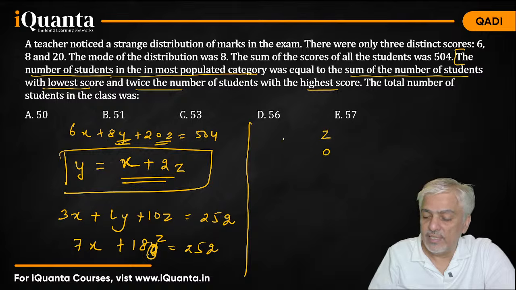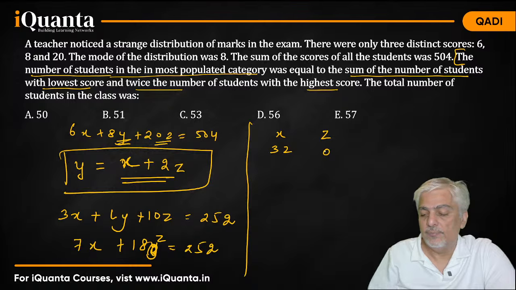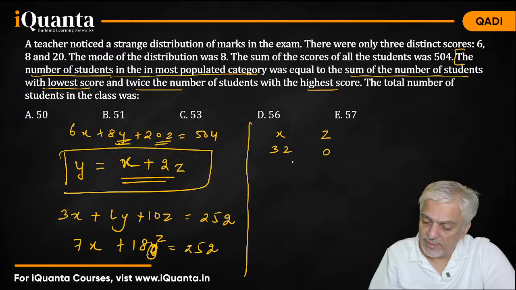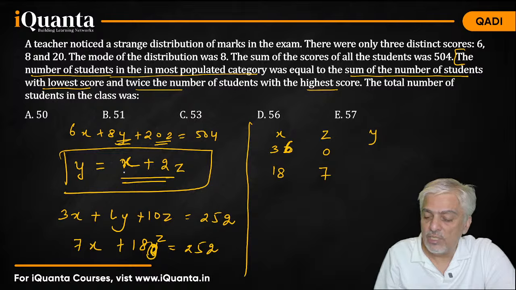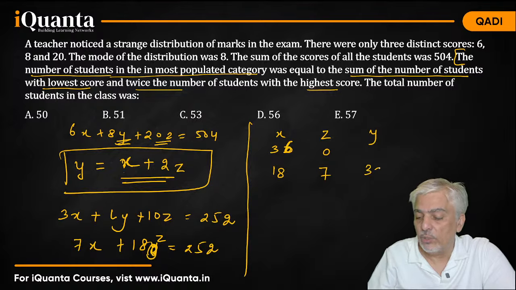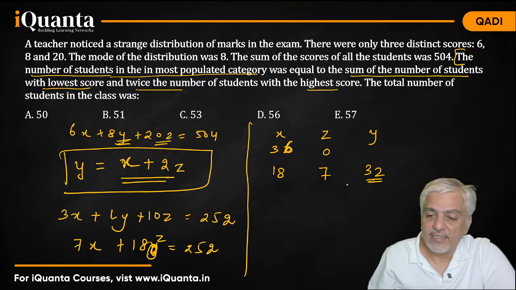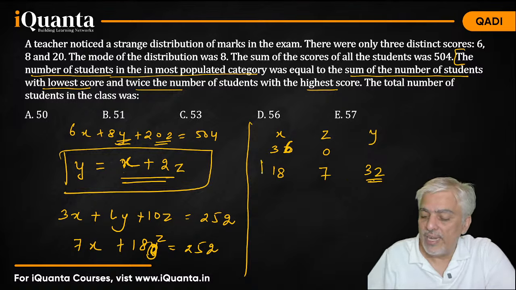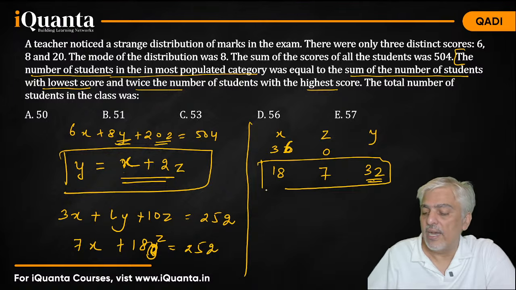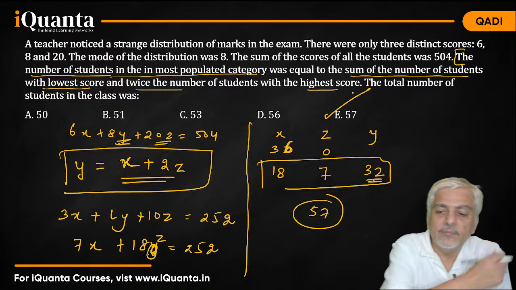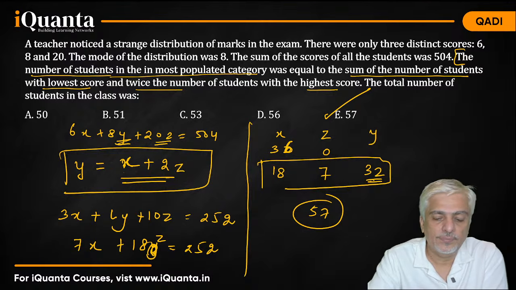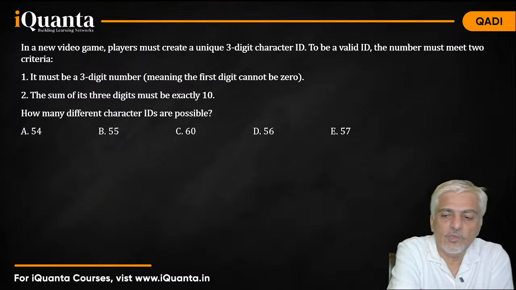z was 0. That time x was 36, not possible. Then when x was 18, z was 7. And that time y came out to be how much? 18 plus 14, 32. So y is bigger, y is greater than all of them. So 18 plus 7 plus 32, answer is 57, which is option E. Clear everybody? Try the next one now.